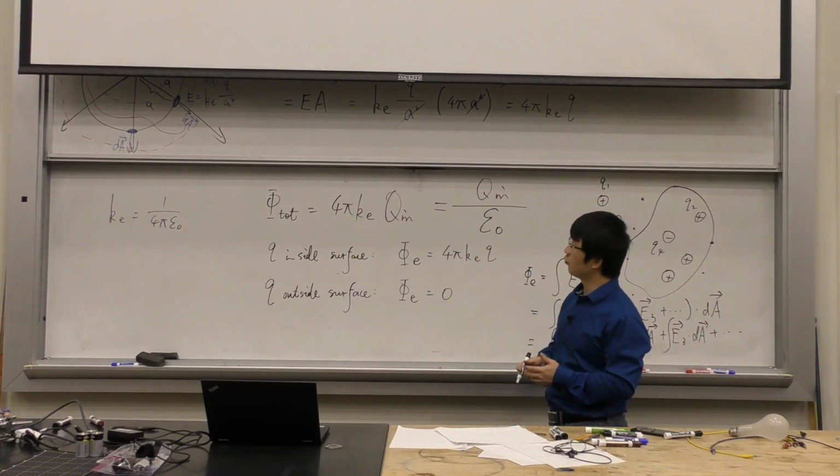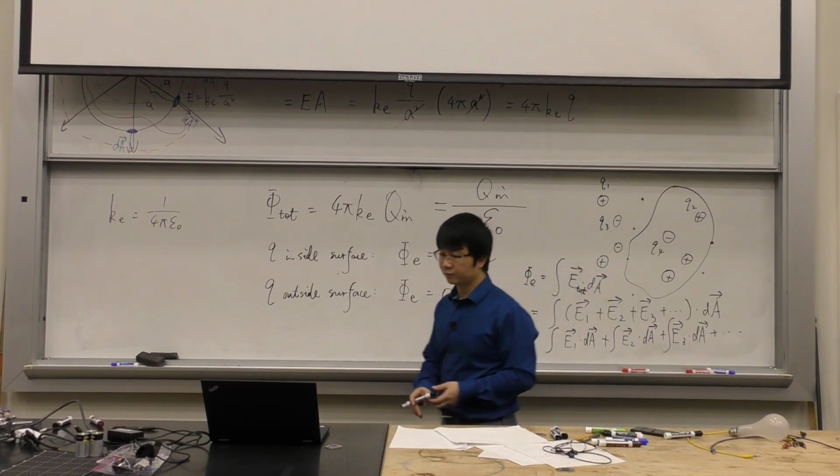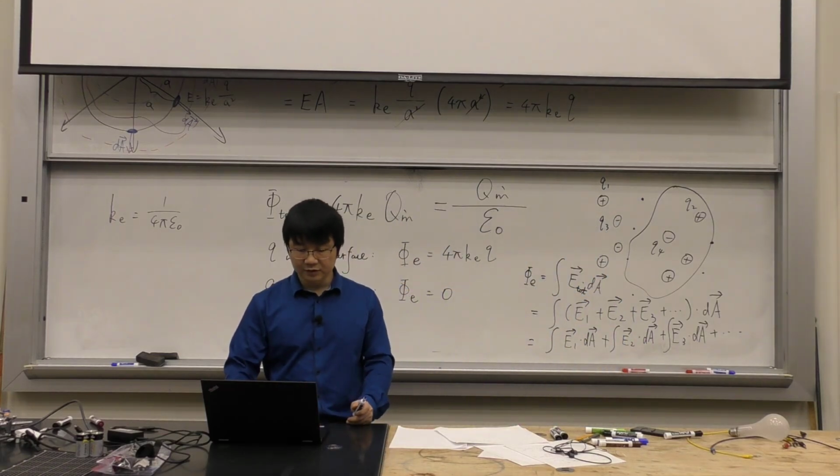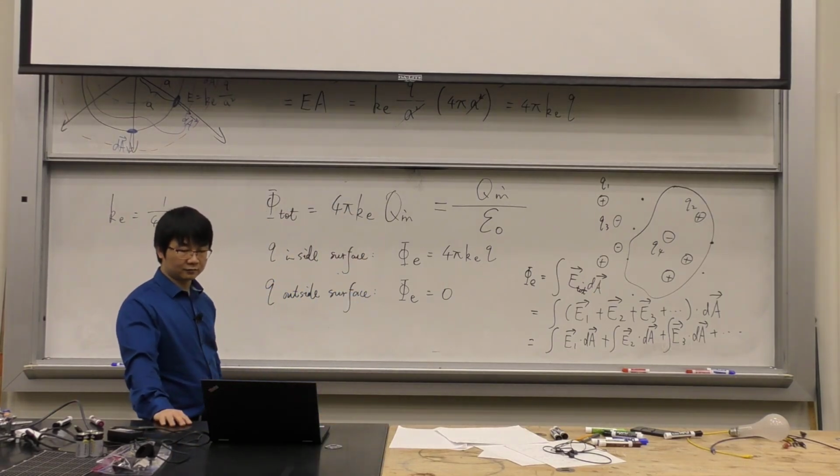Okay, so instead of writing 4 pi Ke, let's just write an epsilon naught at the bottom, even though they're the same. So that's going to be Gauss's law. Take a look at the summary in slide 11.